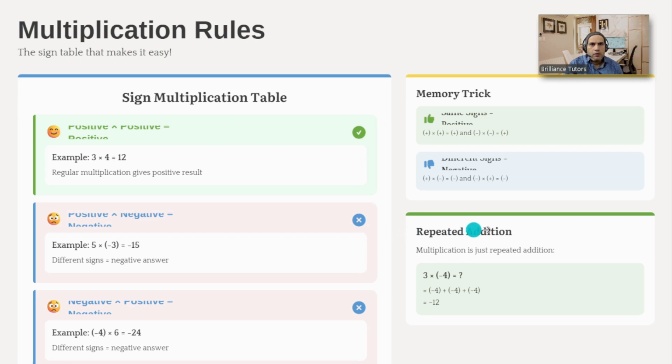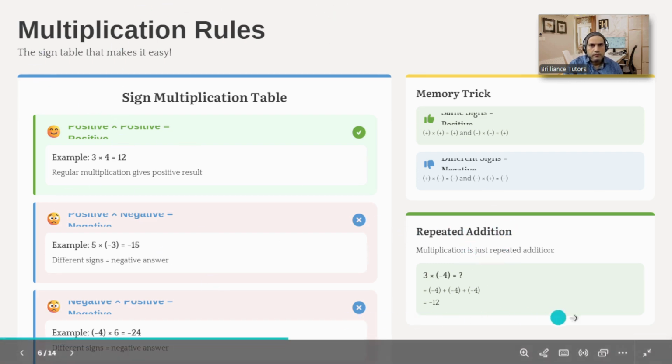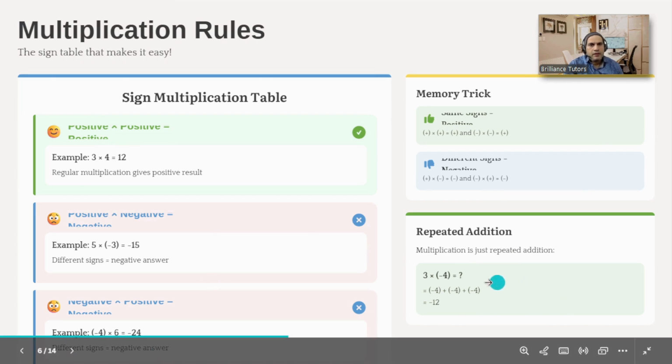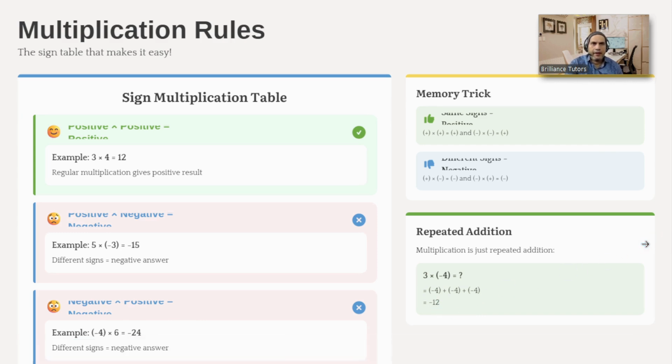Repeated addition: multiplication is just repeated addition. So 3 times minus 4 is minus 4 minus 4 minus 4, it will be minus 12. I hope you will understand that.